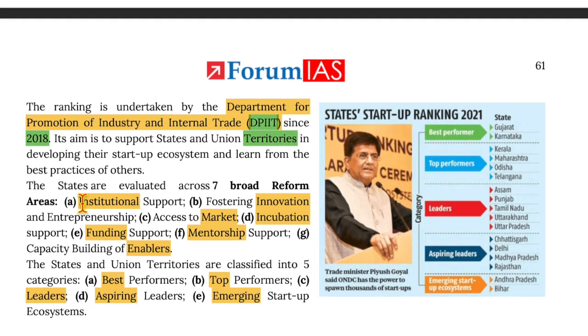best practices of others. The states are evaluated across 7 broad reform areas, that is institutional support, fostering innovations and entrepreneurship, access to market, incubation, funding support, mentorship support, and capacity building of enablers.